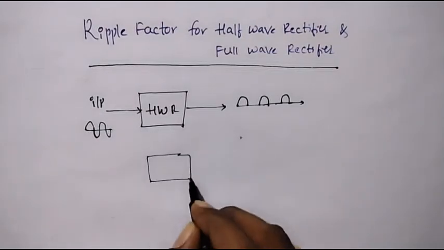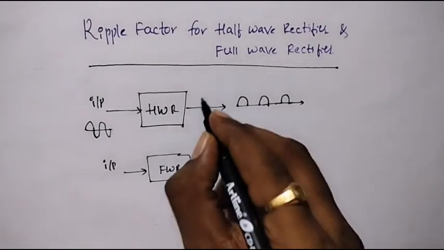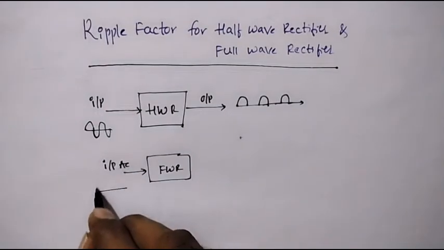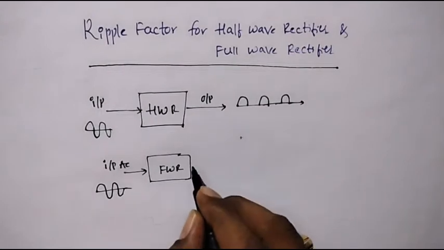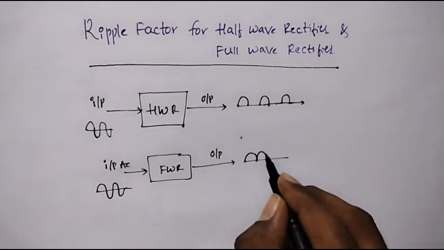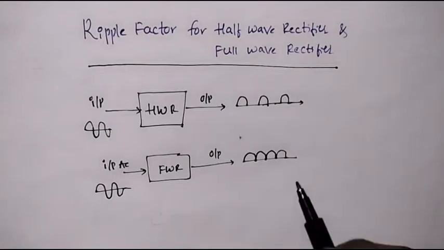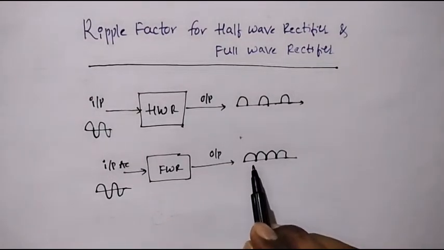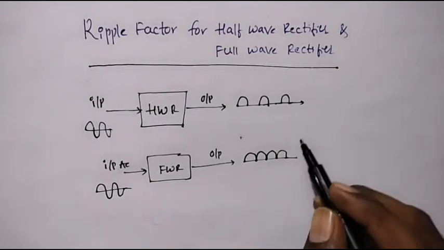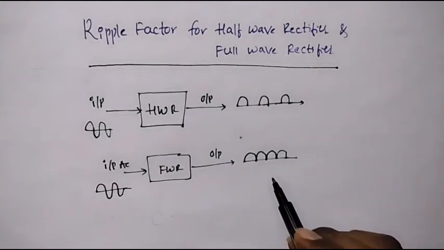And we know in full wave rectifier, for the input AC signal, that is, suppose this is the AC signal, the output of full wave rectifier is like this, because in full wave rectifier it conducts for both half cycles of the AC input signal. And we can observe here the output of half wave rectifier as well as the output of full wave rectifier.